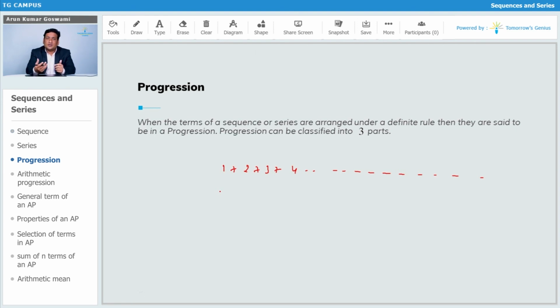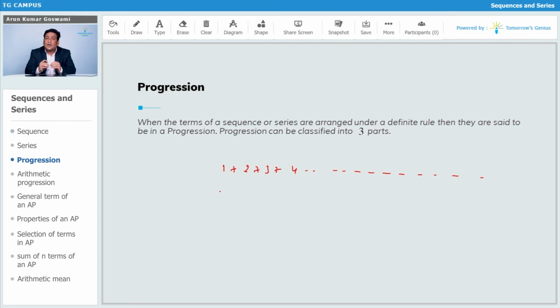Those come under the progression. How many are there? First of all, 3 are there: arithmetic progression, geometric progression, and harmonic progression. These are generally used in 10th standard. If you recall a little bit from the 10th standard, there you get AP, which means arithmetic progression. Similarly, AP arithmetic progression, GP geometric progression, HP harmonic progression. So these are 3 progressions.